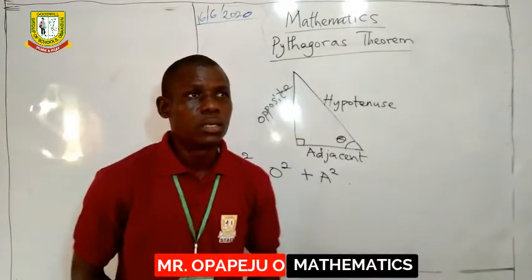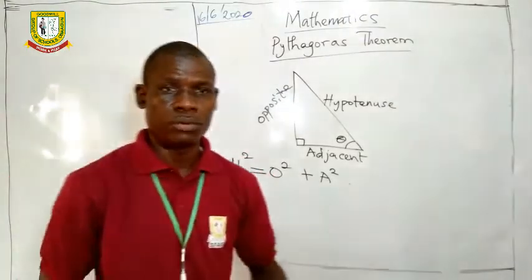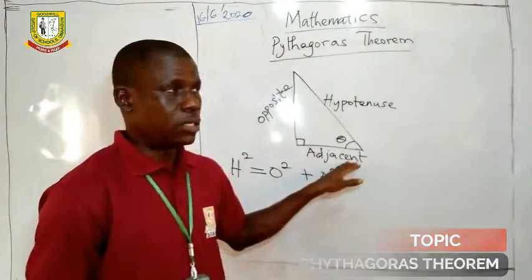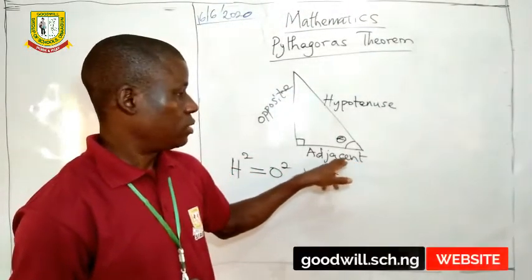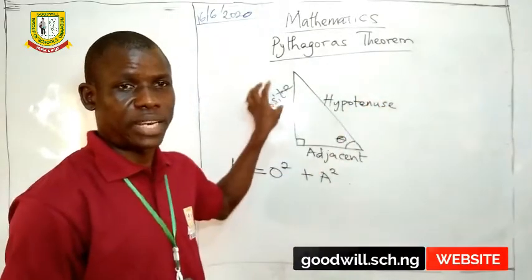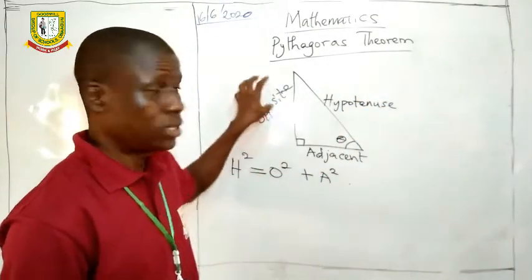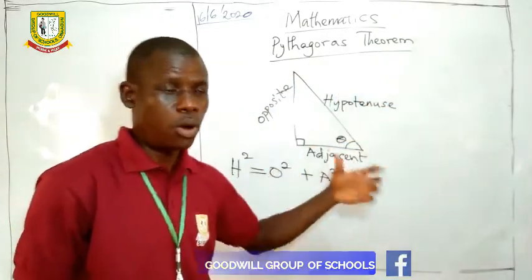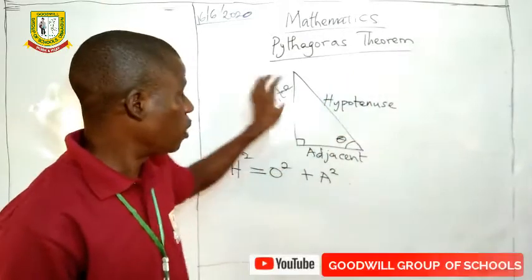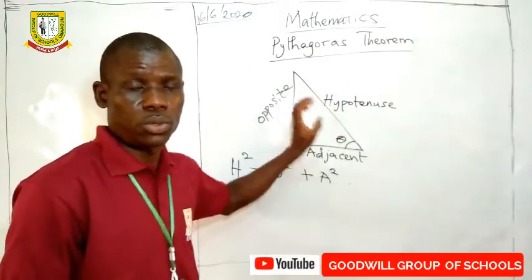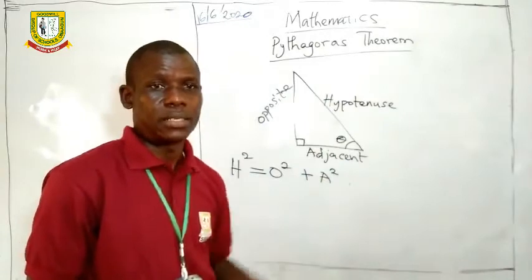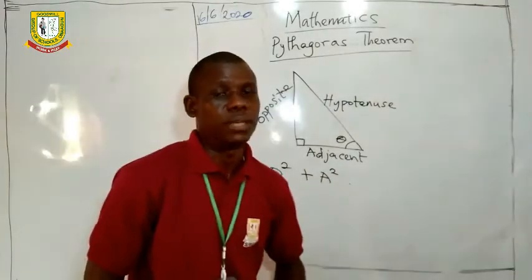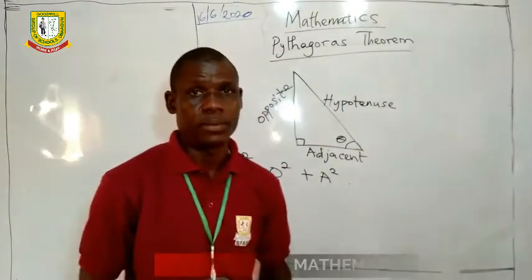Now we'll be making use of this to solve some questions where we'll probably be given two sides and then asked to find the third one. It could be that we are given the opposite and the adjacent and asked to find the hypotenuse, or we're given the hypotenuse and one of these two, and asked to find the other one that is not given. So we take example 1 now.